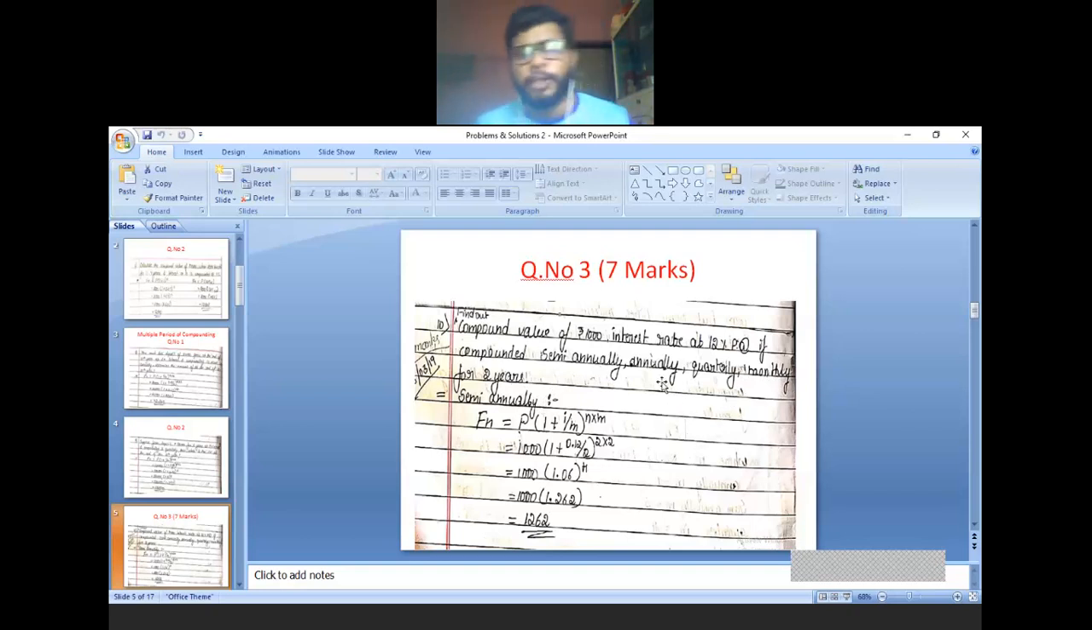Compound value means future value. Since semi-annually, quarterly, monthly is given, it is the case of multiple period of compounding. So apply the formula. Fn is equal to P into 1 plus I divided by M to the power N into M. P is 1000. 1 plus interest rate is 0.12 divided by 2, because it is a semi-annually case, to the power N into M. If you substitute, you will get 1262.